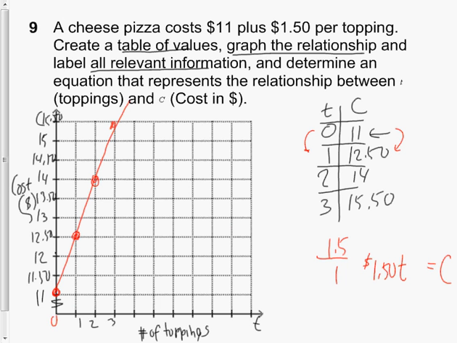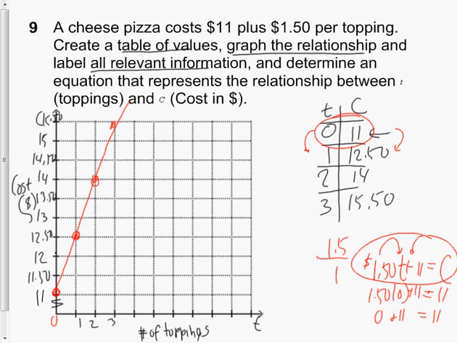Now I have to find my constant. So if I substitute 0 for my t and my cost, which is 11, I'll get 0 equals 11. In order to balance them, I need a constant of 11, which makes sense because if I think about this equation, it's $1.50 per topping, plus it's $11 for the pizza, and when you combine those two, you'll always get the cost.